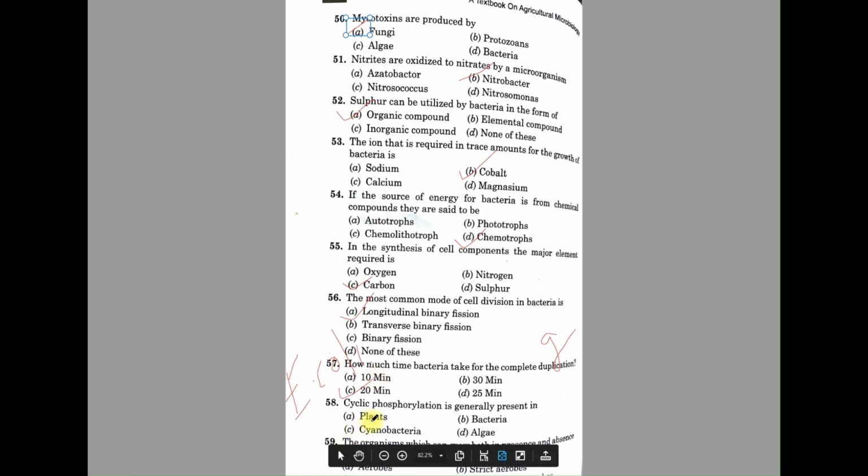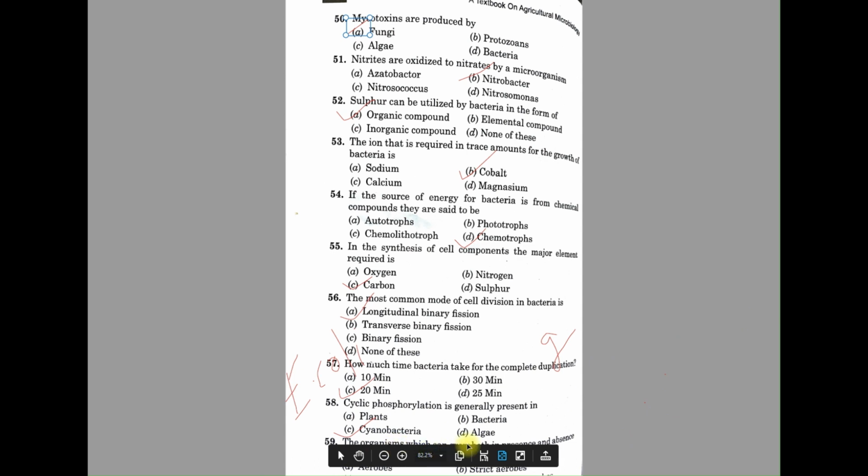Question number 58. Cyclic phosphorylation is generally present in A. Plants, B. Bacteria, C. Cyanobacteria, and D. Algae. Cyclic phosphorylation means ATP is produced and the electrons are carried in a cyclic manner, like in photosynthesis. Here light energy is utilized. So we can say that C, the cyanobacteria, can carry out photosynthesis, and cyclic phosphorylation can occur in cyanobacteria.